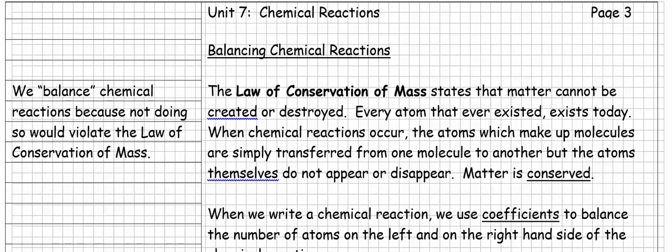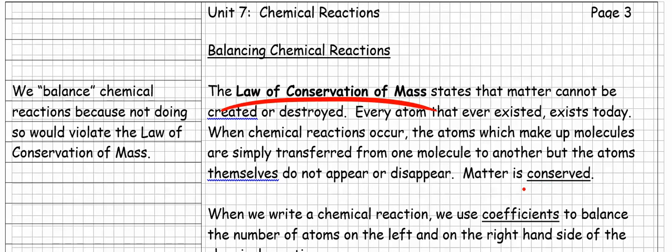All right, what we want to talk about now is balancing chemical reactions. In order to balance chemical reactions effectively, we're going to need to understand something called the law of conservation of mass. So let's go back to John Dalton and what he had to say about atoms. What John Dalton said was that atoms could not be created, they couldn't be destroyed, they could only be rearranged. And this really is the basis for conservation of mass. It states again that matter can't be created and it can't be destroyed, and that every atom that has ever existed exists today. When chemical reactions occur, the atoms that make up molecules are simply transferred from one molecule to another, but the atoms themselves don't appear or disappear.